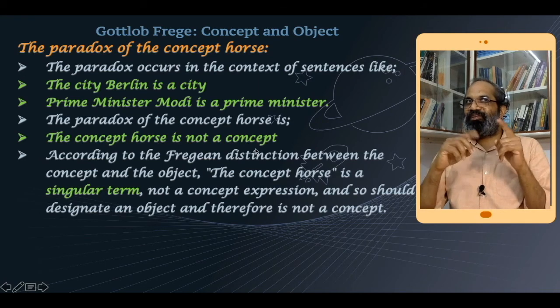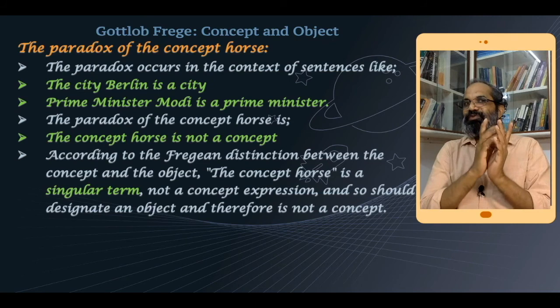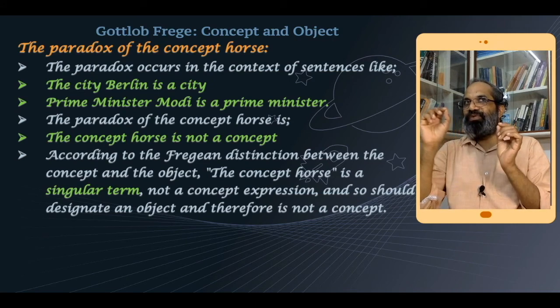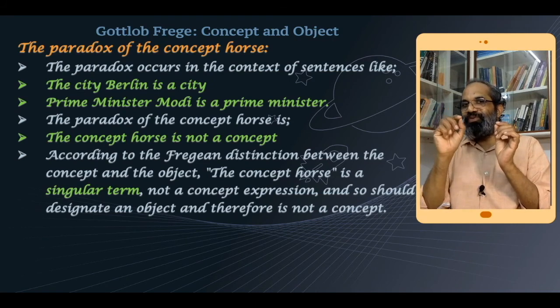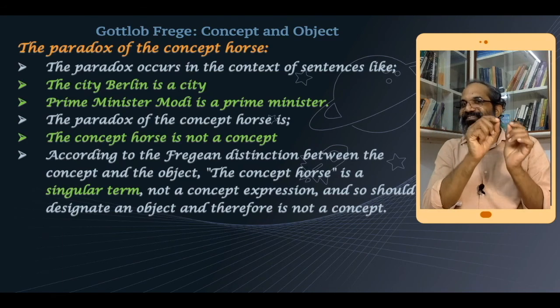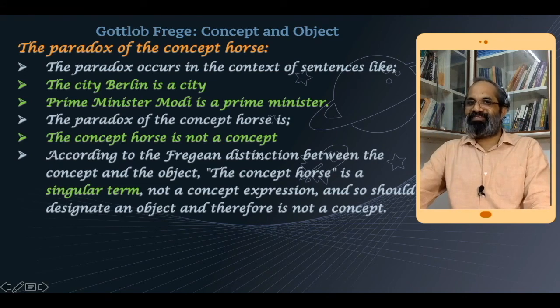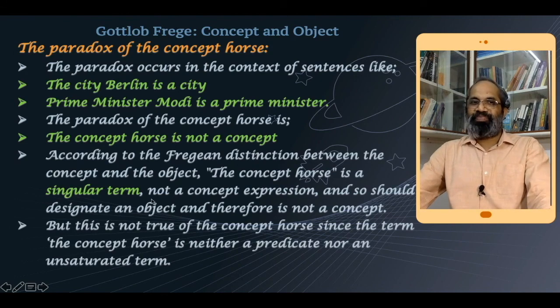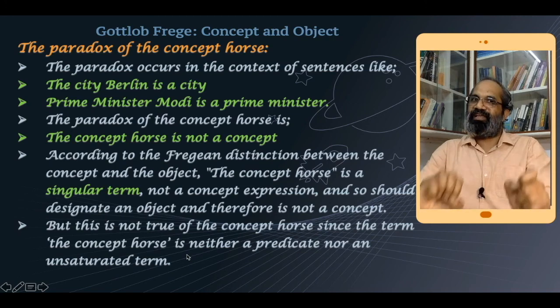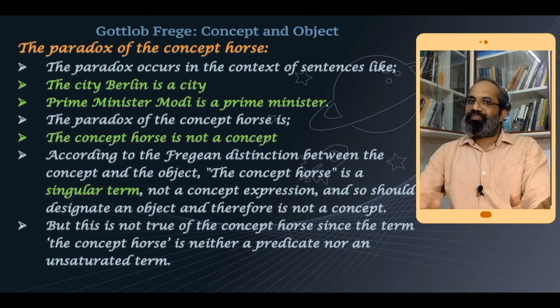And we can get into the meaning of that. When we say the concept horse, we are not referring to an attribute called horse. We are referring to a thing called the concept horse. So that thing is not a concept. It is not an attribute. It's a thing. So it is not a concept. That's the paradox of the concept horse. But this is not true of the concept horse, since the term the concept horse is neither a predicate nor an unsaturated term. It's referring to a particular entity. This I already explained. And this is the major distinction between concept and object in Frege.